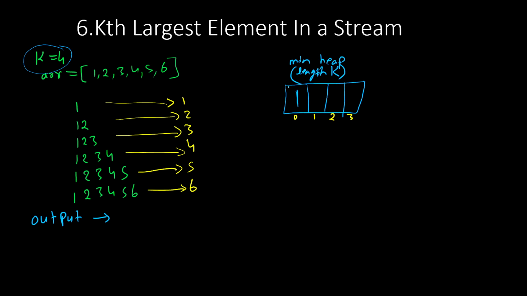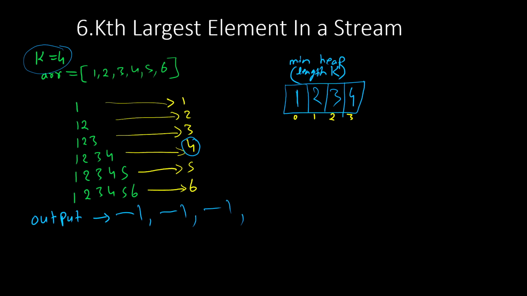Now, if you see only one element is there, this is not the fourth largest element. This is just the first largest element, right? So, if the kth largest element is not present, then we will return -1. Similarly, for 2, we'll enter -1 again, and for 3 also -1. Now, we will be entering the fourth element here. There is space, that's why we're entering. If there is no space, a different approach will be followed.